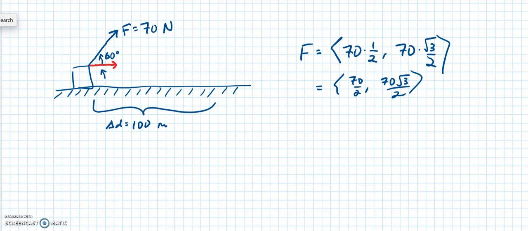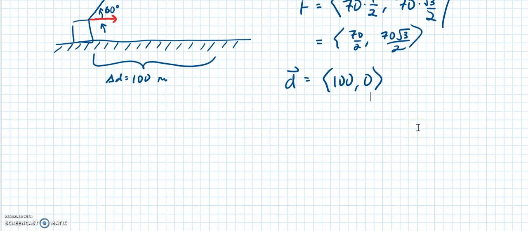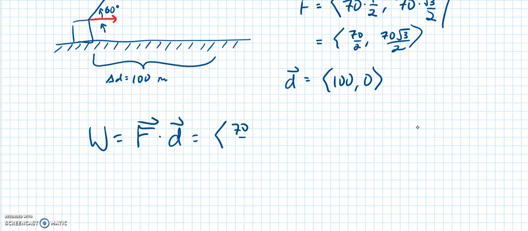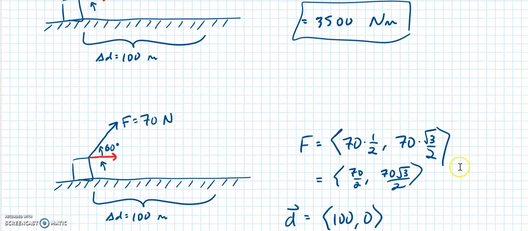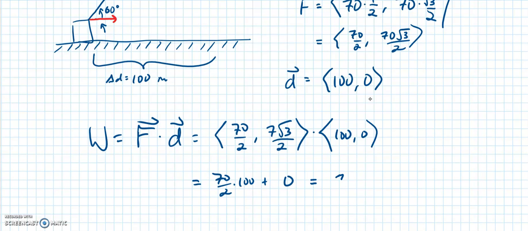The distance vector is equal to 100 in the x and 0 in the y. So what I can do from there, instead of doing the work that I did above, is say my work is always going to be the force vector dotted with the change in distance vector, the displacement vector. So what is that? That is 70 over 2, comma 70 root 3 over 2, times 100, comma 0. When I do my dot product, this times that is 70 over 2 times 100, plus this times that is just 0. Notice this number is the same thing that I had over here, right? So I wound up getting the same 3,500.